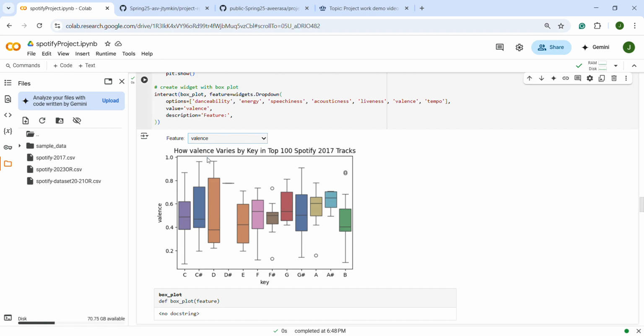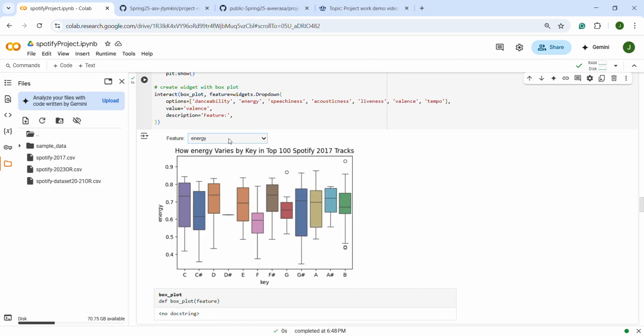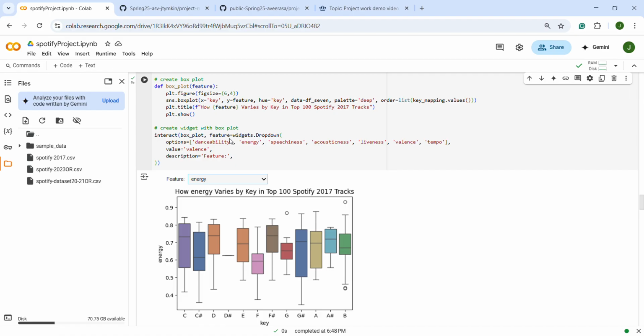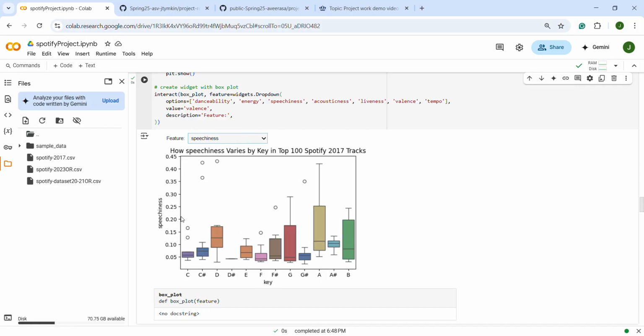I used a little drop down so you can look at all the different features in the different keys, and you can see they're usually on the same par and evenly distributed. Yeah, I used the same features. I wanted to use a deep color palette, so it's easier to see against the white background. The title changes, I forgot to say that. You see this says how energy varies by key. If you select speechiness, it will say how speechiness varies, and the y-axis also changes with whatever you select.